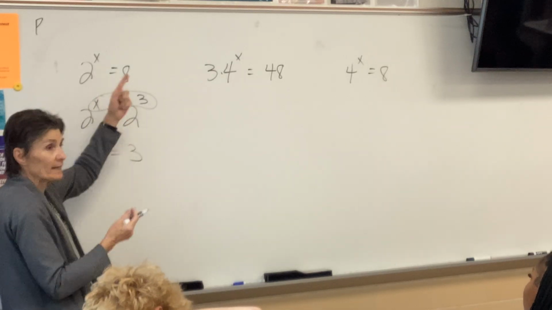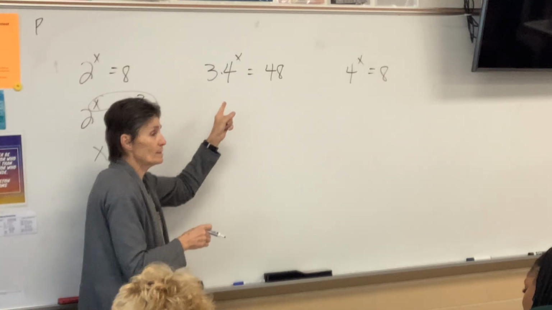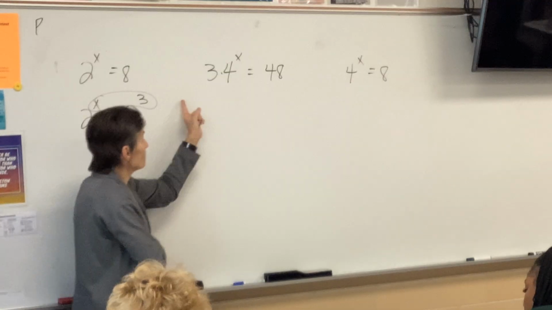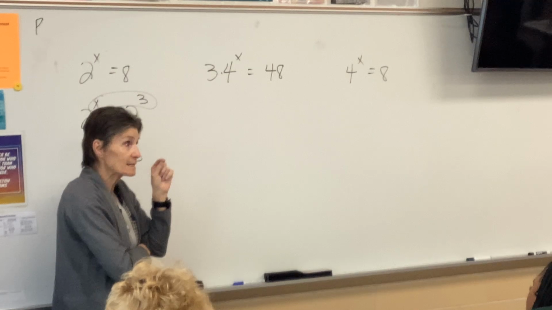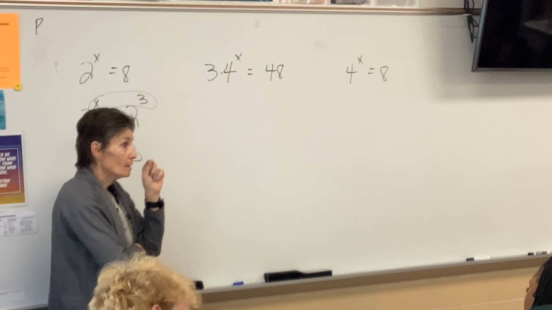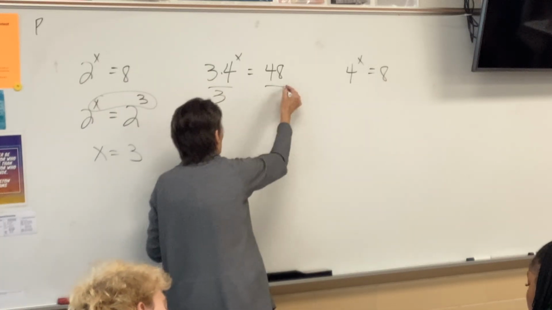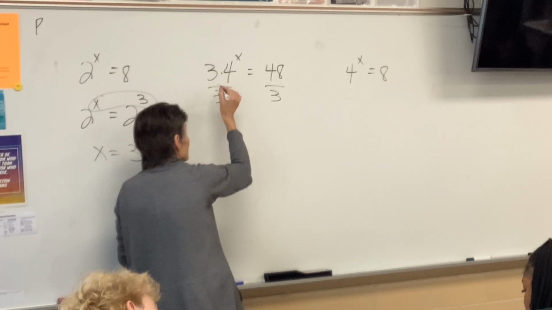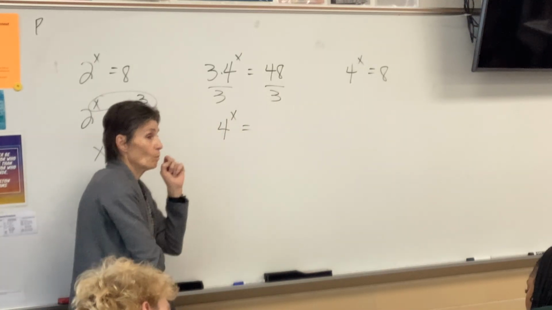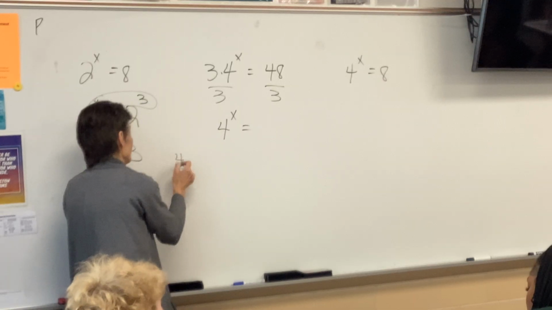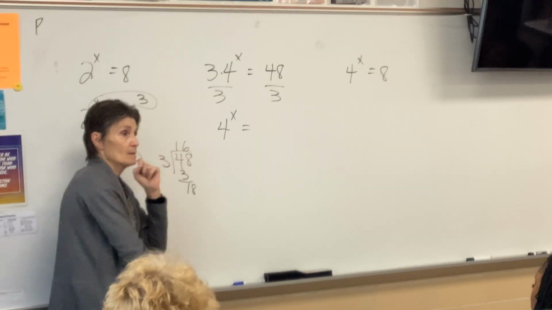And a lot of you just would look at it and tell, and that's fine. Now this one isn't quite so easy though. What do you think we might do here first? It just kind of makes sense. How about dividing by 3? Let's get rid of that number. So 4 to the x equals, what's 48 divided by 3? 16?